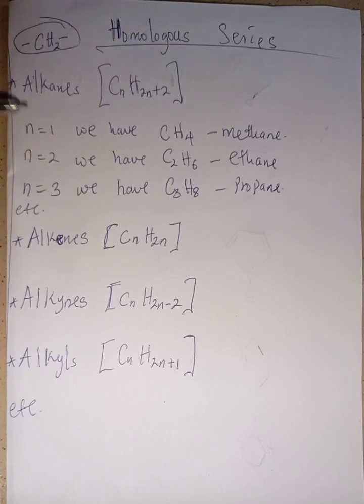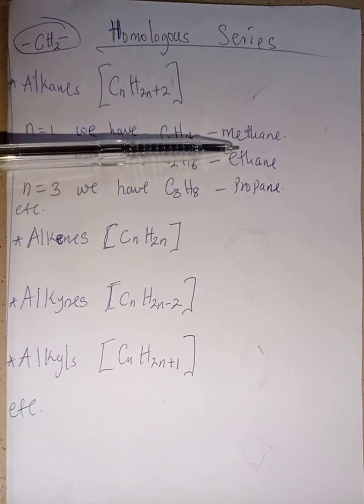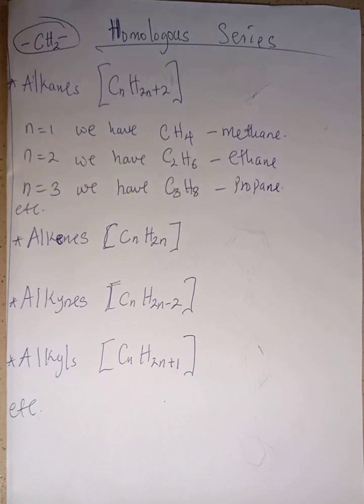So, what's the name when n is 1? For the alkane series, we have methane when n is 1, ethane when n is 2, propane when n is 3, and so on. I will be showing you how to do this from number 1 to 100. So please don't distract yourself by any means. Don't skip any part of this video. Just watch as we do this. I'm very sure you will gain a lot from this. We are together.